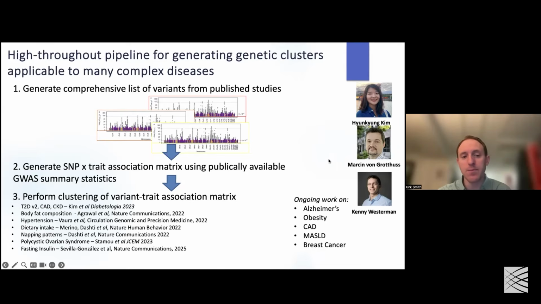So at this point, pretty much the main work for someone that wanted to start a new project would be to figure out what traits they want to include. And if we don't have those trait GWAS already available somewhere on our server, they would have to download and do some formatting to the summary statistics files. And then they input those paths to the pipeline, and pretty much everything else runs on its own. So this means that we can now apply our method very efficiently to any complex disease of interest. As you can see in this list, we've already published several papers on diseases and traits outside of type 2 diabetes, and we have several more in the works.